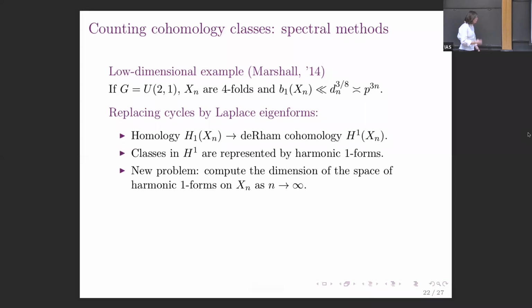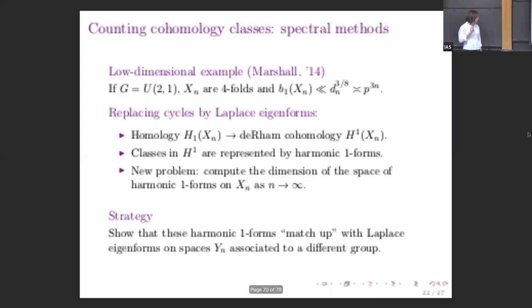And so the new problem, here is where I say I'm trying to solve a PDE. What is it called, the heat equation? So the new problem is to compute the dimension of the space of harmonic one forms on Xn as n goes to infinity. So it's much more like a Weyl law problem really than a topological problem, except instead of changing the eigenvalue, I go up the tower.